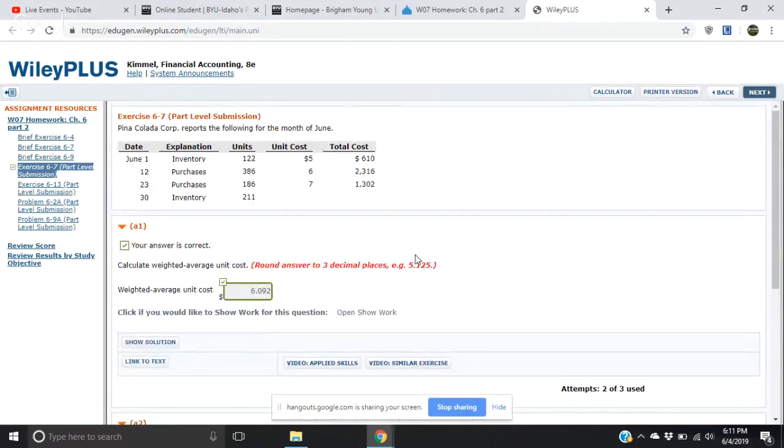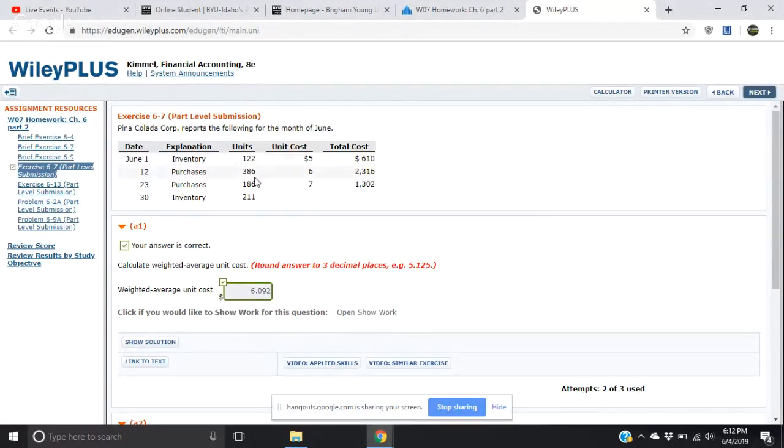So to figure out the weighted average unit cost, the weighted average unit cost equals the sum of the total cost divided by the sum of these three units right here. So the sum of the total cost is 610 plus 2,316 plus 1,302. And the sum of that comes to 4,228.